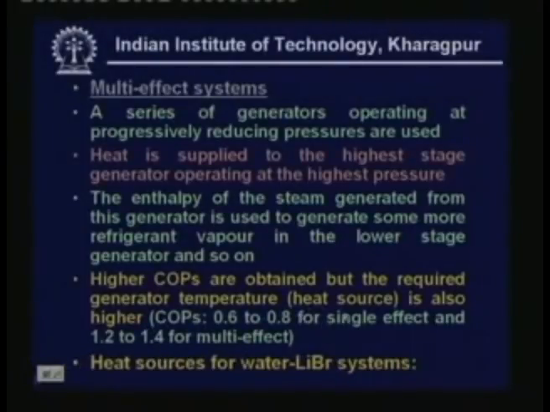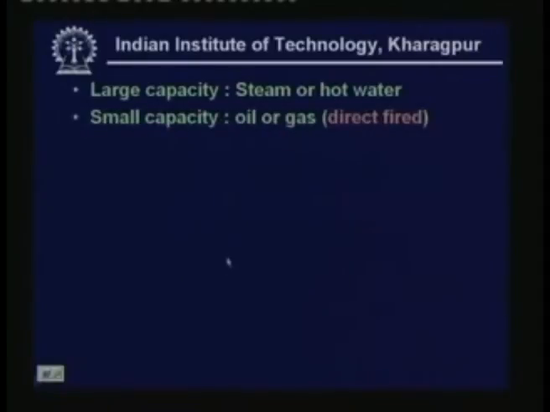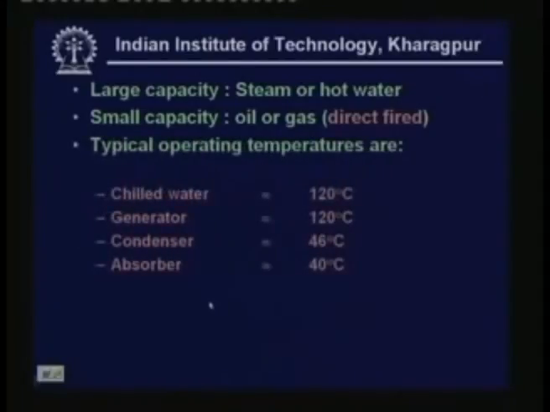Now let us look at typical heat sources for a water lithium bromide system. Large capacity systems use steam or hot water, and small capacity systems use oil or gas. Small capacity systems are directly fired systems. That means you directly send hot oil or hot exhaust gases. Let me give again typical operating temperatures for a single stage system.